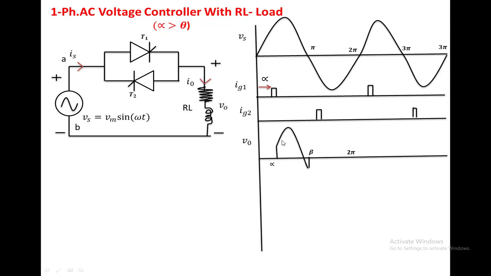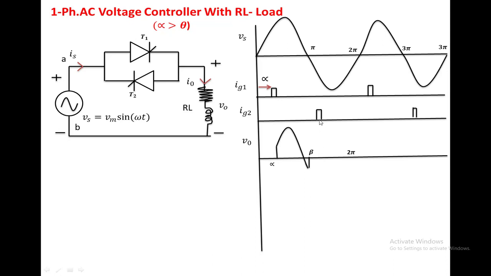When the load is subjected to the positive voltage, the load current will increase to the maximum value. When the load is subjected to the negative voltage, the load current comes to zero at angle beta. So at angle beta, T1 will be turned off. Between beta and pi plus alpha, no device is conducting in the circuit, so the output voltage becomes 0.